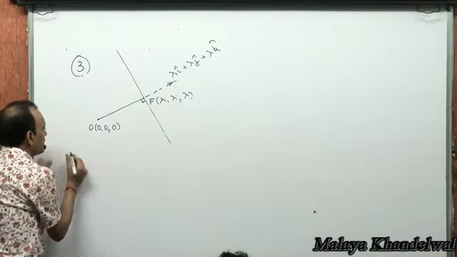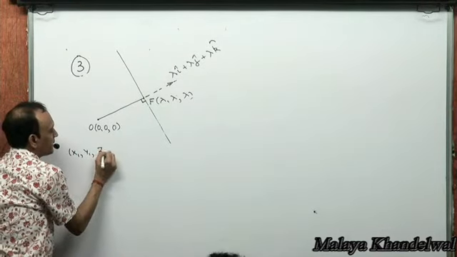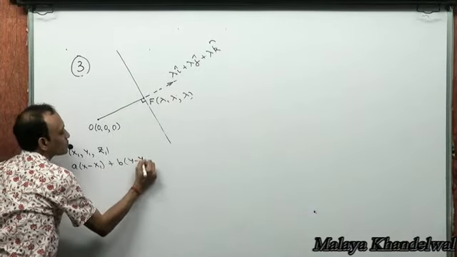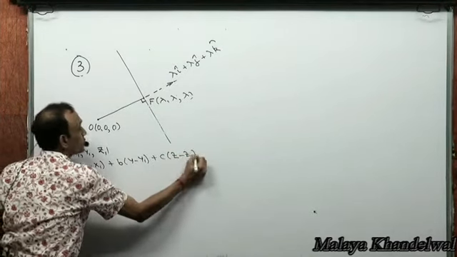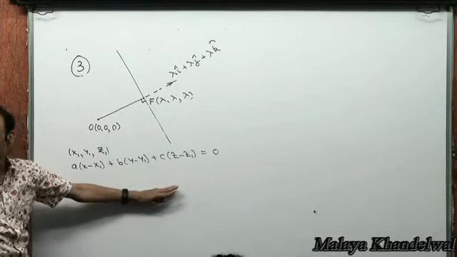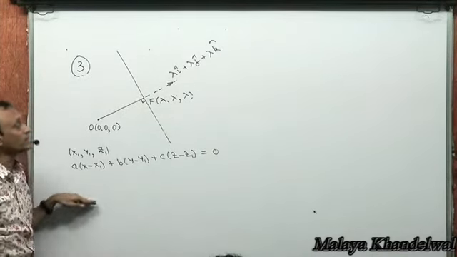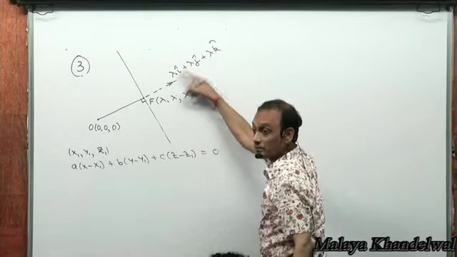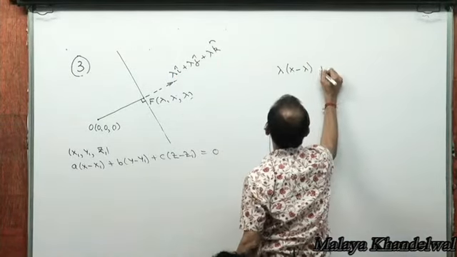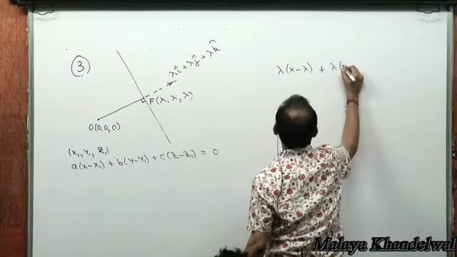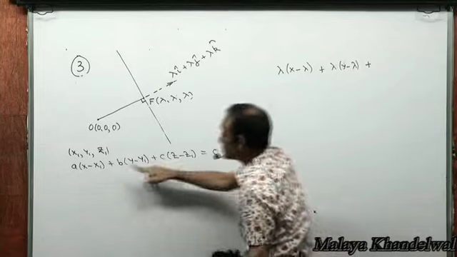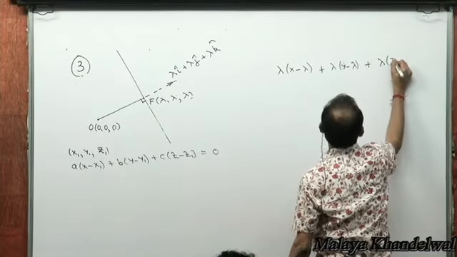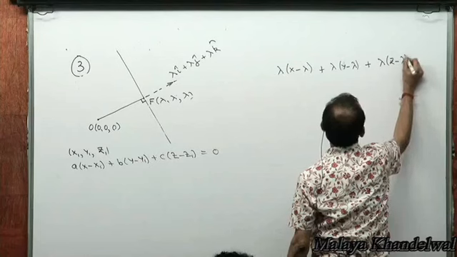So any plane passing through a point (x1, y1, z1) can be written as A into (x minus x1) plus B into (y minus y1) plus C into (z minus z1) equal to 0. Do you see that? This is any plane passing through (x1, y1, z1). So any plane passing through (lambda, lambda, lambda) is like A, in this case lambda, into (x minus lambda), plus B, which is lambda, into (y minus lambda), plus C, lambda, into (z minus lambda) equal to 0.